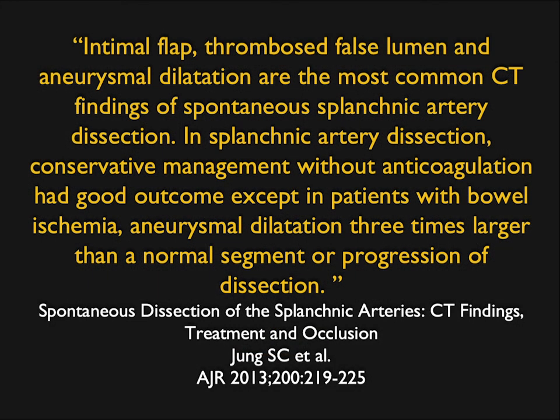Again, very nicely shown. Now, intimal flap, thrombosed false lumen, and aneurysm dilatation are the most common CT findings in terms of splenic artery dissection. And with aneurysms, you want to be thinking about the process that you're dealing with, what the various possibilities are, and then whether your case matches those possibilities. I think it can be a challenge sometimes. Some of the thoracic cases are the hardest cases we see, and decisions need to be correct.